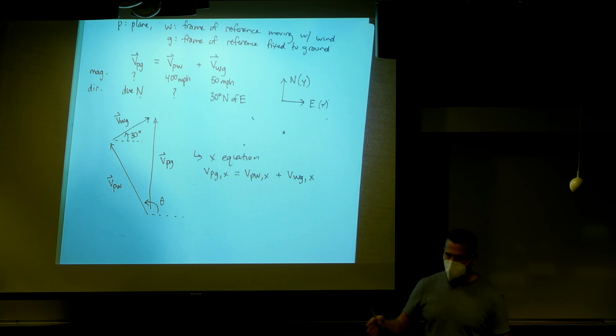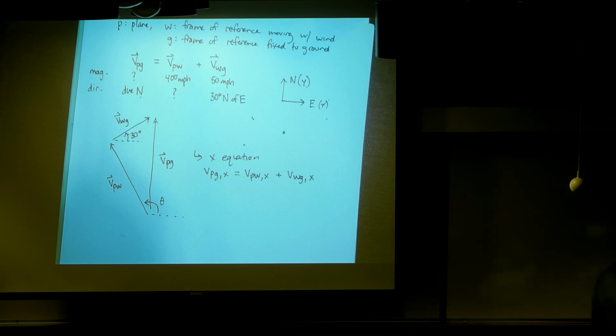X being east-west motion. It's 0, right? Because there is no east-west motion. We're just going straight north. So this x component is 0. Okay?